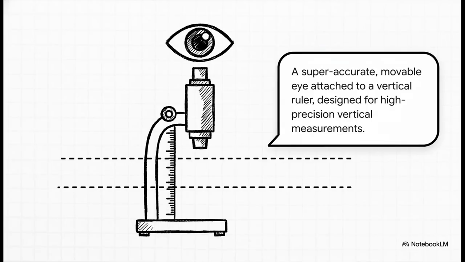Okay, so this is the key piece of equipment right here. The best way to think about the traveling microscope isn't as something for making things look huge. Instead, think of it as a super accurate, movable eyeball that's attached to a vertical ruler. Its whole job is to let us focus on different levels, the very bottom, the illusion, and the top, and tell us the exact height of each one with amazing precision.